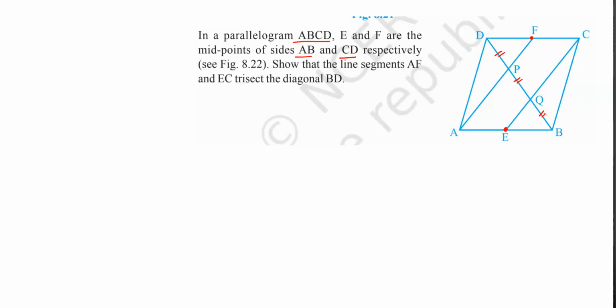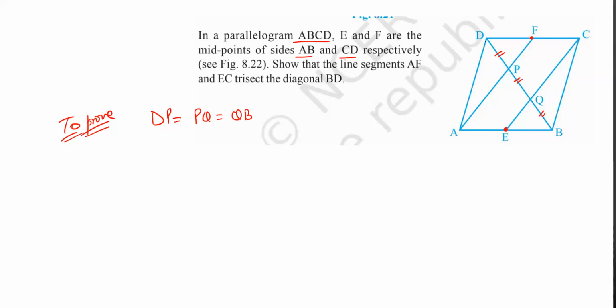And since it is a parallelogram, this side will be parallel to this side, parallel to this side. ABCD is a parallelogram, and E and F are the midpoints. Show that AF and EC trisect this diagonal BD. Trisect means that indirectly you need to prove that DP is equal to PQ is equal to QB. Okay, got it? So how will you be able to prove this one?